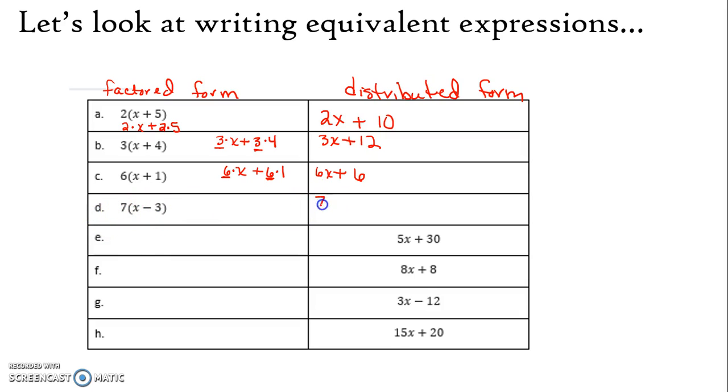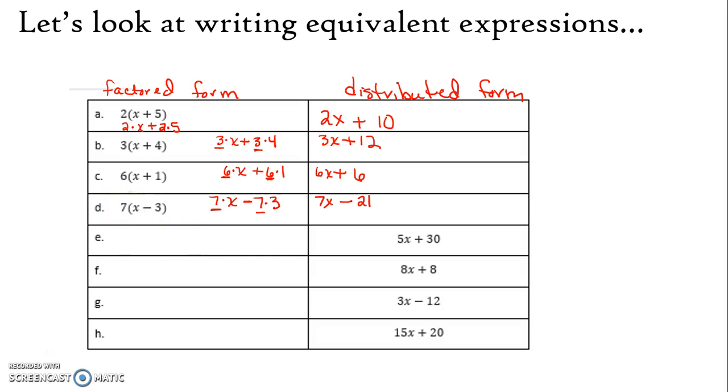One more where we're going to distribute. 7 times x is 7x. 7 times 3 is 21. Don't lose that minus. So 7x minus 21 would be your distributed form. And to get to that, you did 7 times x minus 7 times 3. You can see that common factor of 7, that's what gets pulled out front.